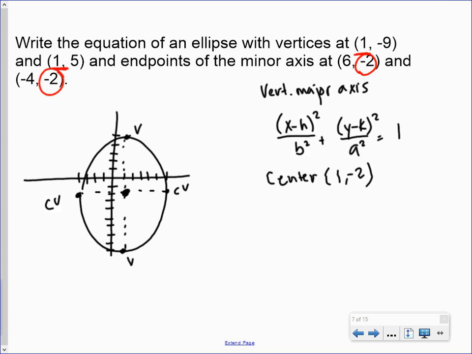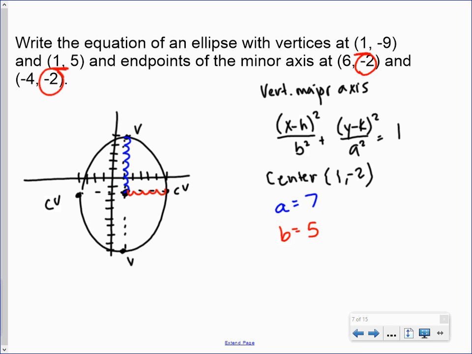Find A and B. You find A and B. Could you find A and B now in this picture? Yeah, A is the distance from the center to the vertex, and B is the distance from the center to the co-vertex. So a really easy thing to do is once you find that center point, just count it out. 1, 2, 3, 4, 5, 6, 7. I got A is equal to 7. And then I could count it out. 1, 2, 3, 4, 5. B is equal to 5.